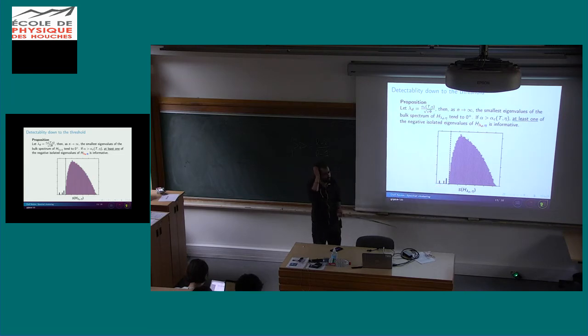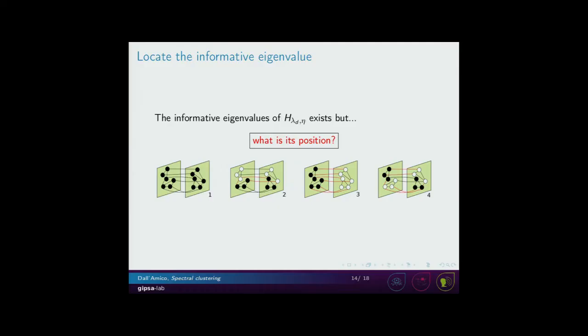And if we are above the detectability threshold, among the negative eigenvalues, there is at least one which is informative. I underlined it indeed. There is at least one. We don't know how many there are, but there is at least one. This is all we can say. Why is it important? Because we have no idea where it is, essentially.